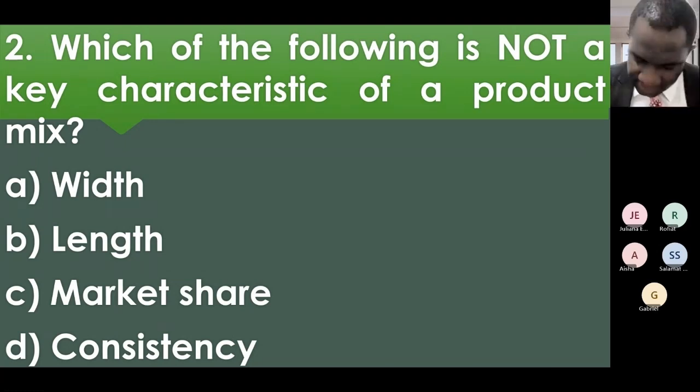All right, I got it now. Julie is going for C. So C, market share, is not a key characteristic.